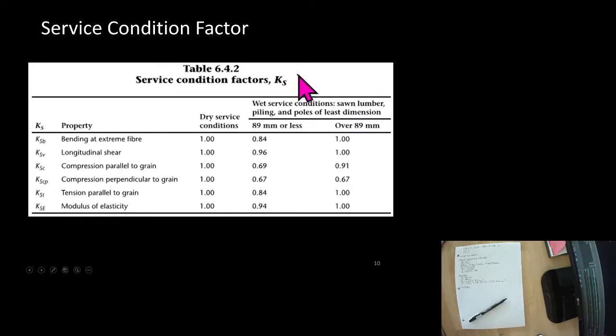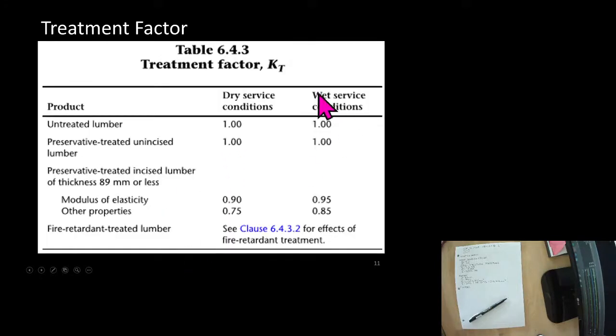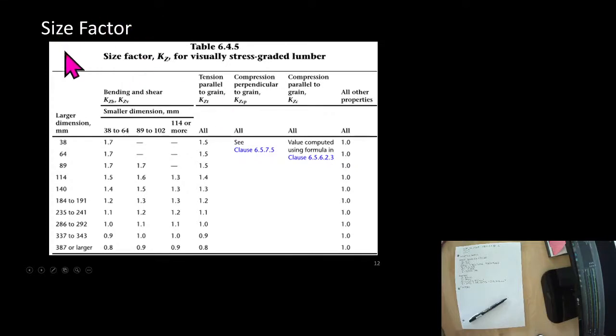The next factor, service condition factor. Well, it's inside. So if it's a dry service condition, everything is 1. Treatment factor. Again, we're untreated and inside. So 1. We know it's untreated because why would you bother to treat something inside? So factor 1. Size factor.